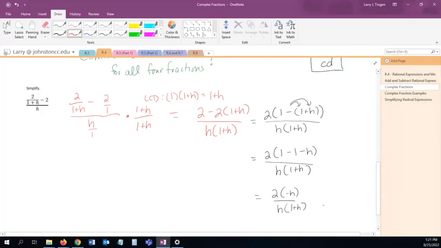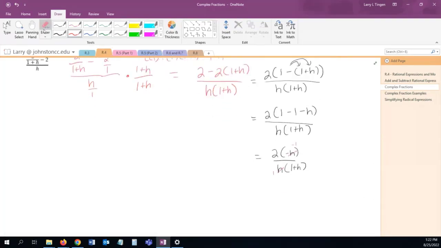And what have I got? Do I have anything in common? Yeah, I can divide these h's. If I divide this h by h, this is a negative h, so that's going to leave a negative 1 here. I divide that by h, it just leaves a 1. And what do I have? I have negative 2 over 1 plus h.